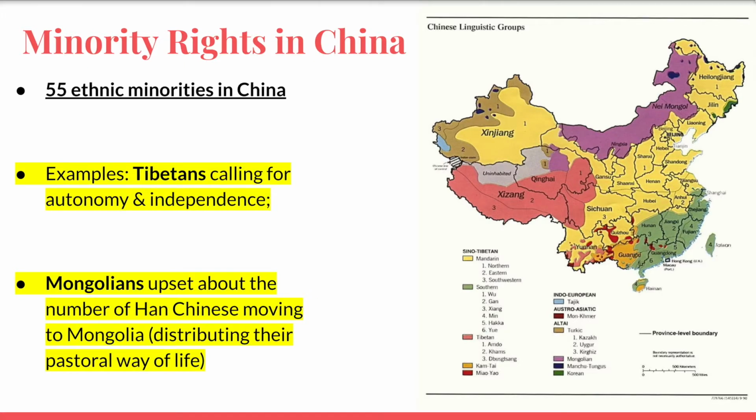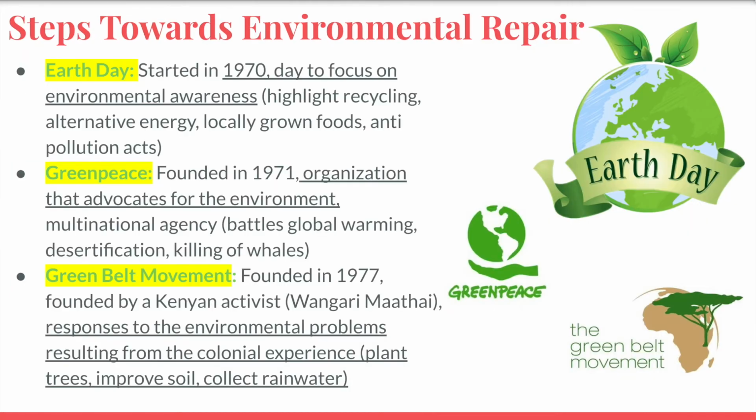Also, the struggle for minority rights in China. There are 55 ethnic minorities in China, and you can see them denoted on the map. Some major examples are Tibetans calling for autonomy and independence, who are also controlled by the leaders of the Chinese Communist government, and Mongolians. They're upset about the number of Han Chinese moving to Mongolia, which disturbs their pastoral way of life. So these are continuing movements. I don't know if you've heard about the Free Tibet concerts that go on in the United States and in other countries as a movement to try to push forward those progressive reforms.